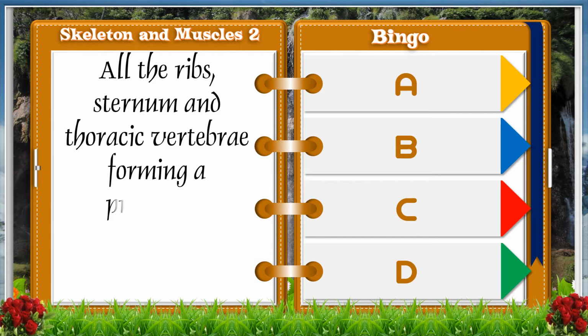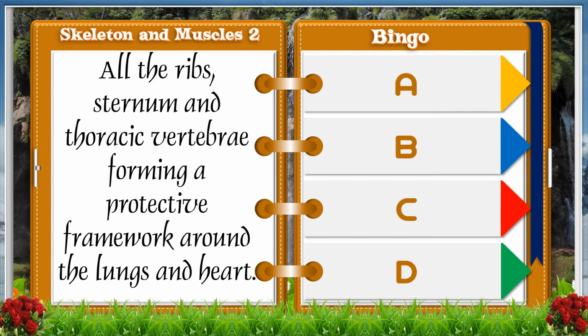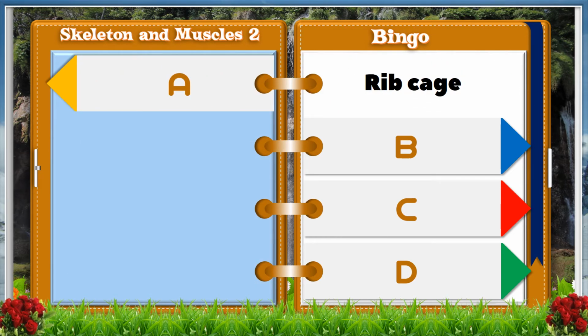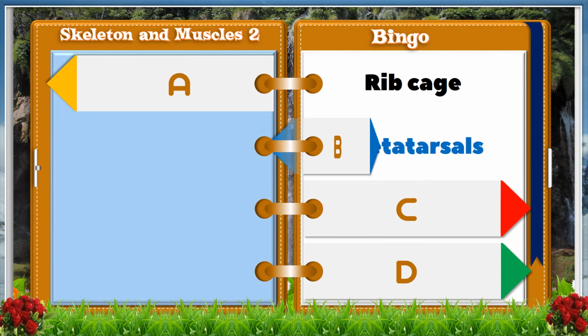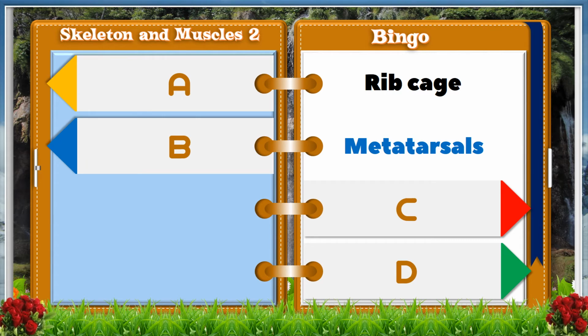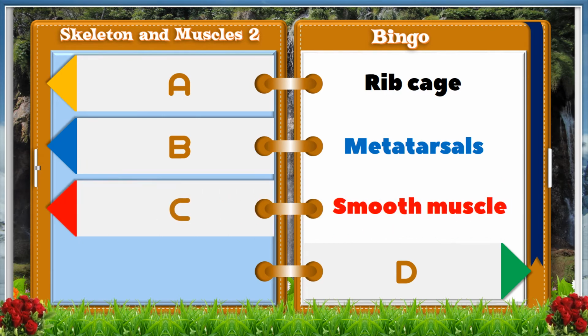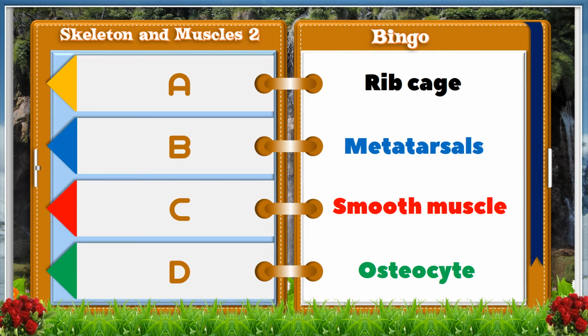All the ribs, sternum, and thoracic vertebrae, forming a protective framework around the lungs and the heart. A. Rib cage. B. Metatarsal. C. Smooth muscle. D. Osteocyte. And the answer is A. Rib cage.